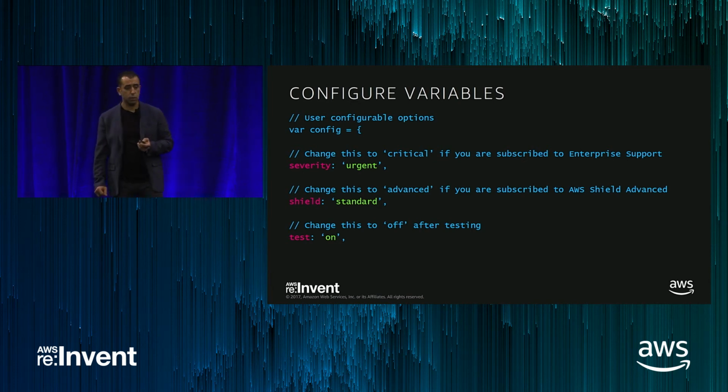And lastly, you change the test variable to on. Why would you do that? If you change it to on, after you copy-paste your code and do all the configurations you need to do, you press the button, then the ticket will be created and come back to you, but our support team will not take action on it. The ticket will automatically close because we know it's coming from a customer that's testing.